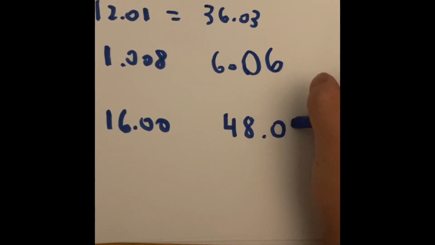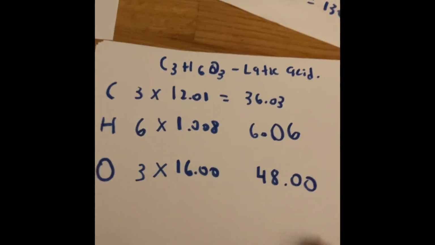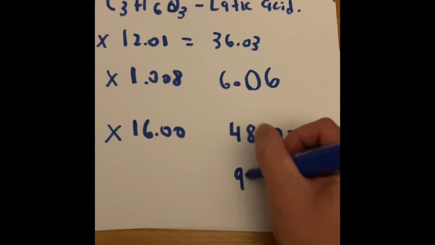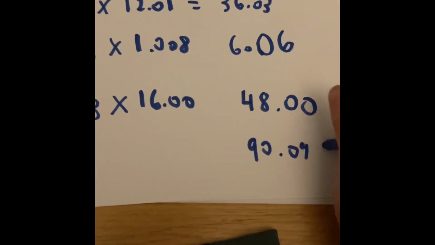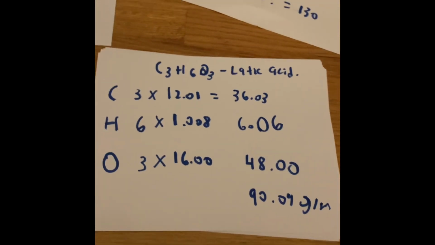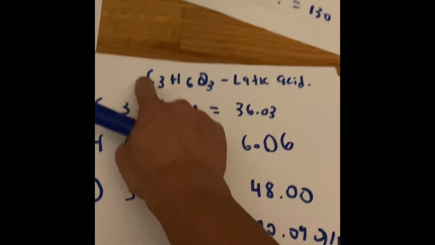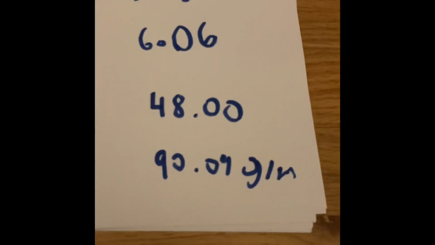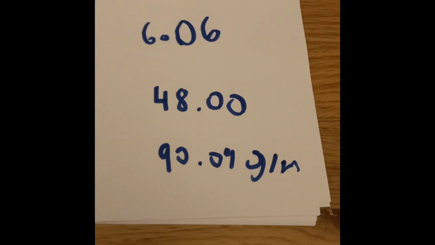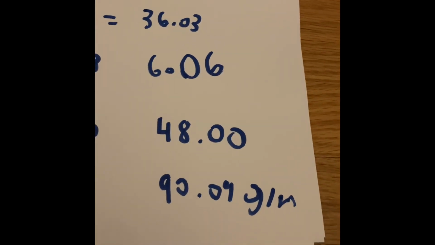So now we can find the molar mass of this. If you add all of the numbers up, you are going to get an answer of 90.09 grams per mole. So that is how much the compound has. If you have 1 mole of this compound, it would weigh 90.09 grams. If you ever picked it up, it would feel like 90.09 grams.